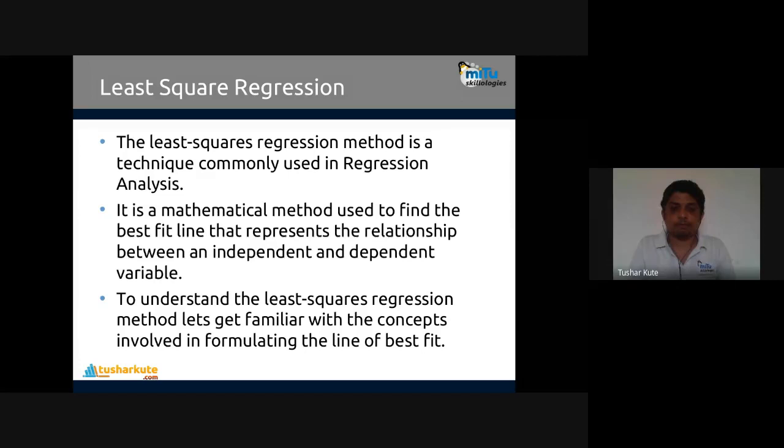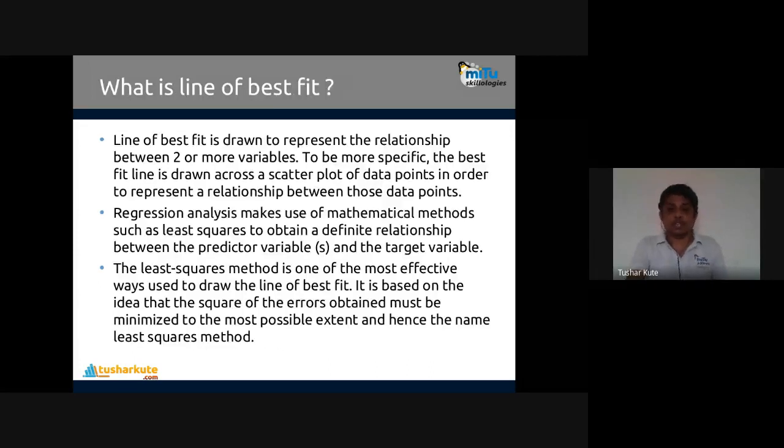To understand least square, now let's get familiar with the concepts which are required to identify the line of best fit here. What do you mean by line of best fit? So a line of best fit is drawn to represent the relationship between two or more variables. Generally, we consider two variables, one variable on the x-axis and another variable on the y-axis. So how they are interlinked together, that we will see.